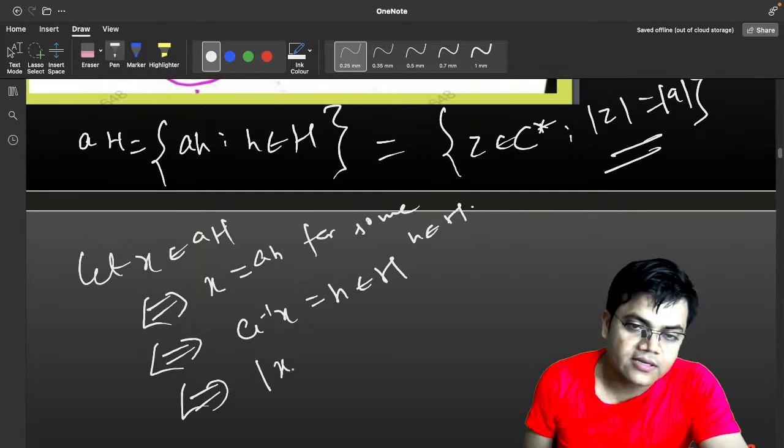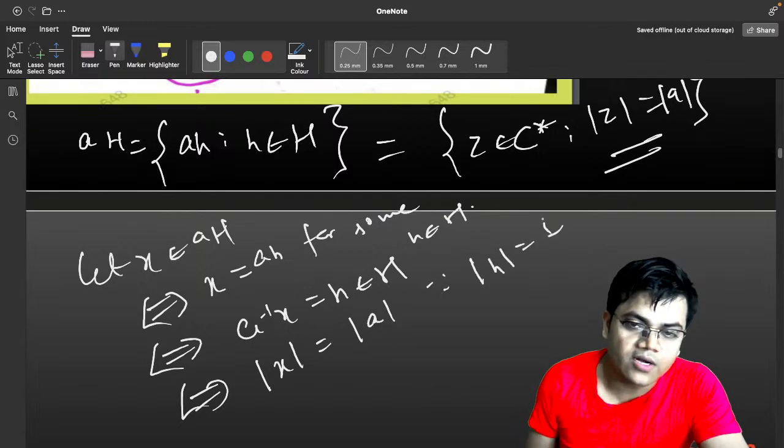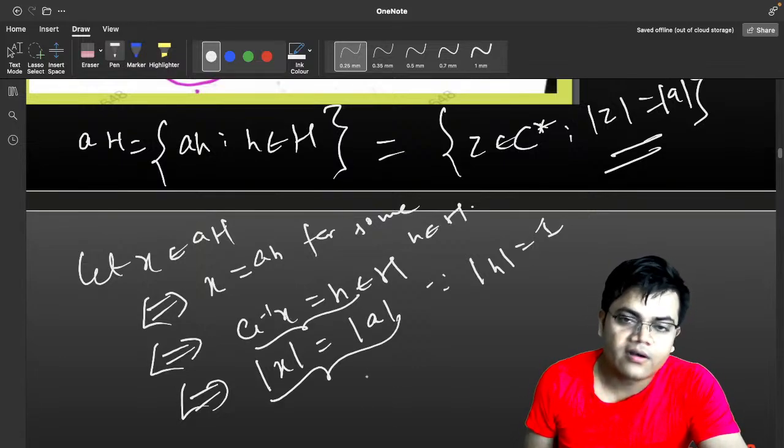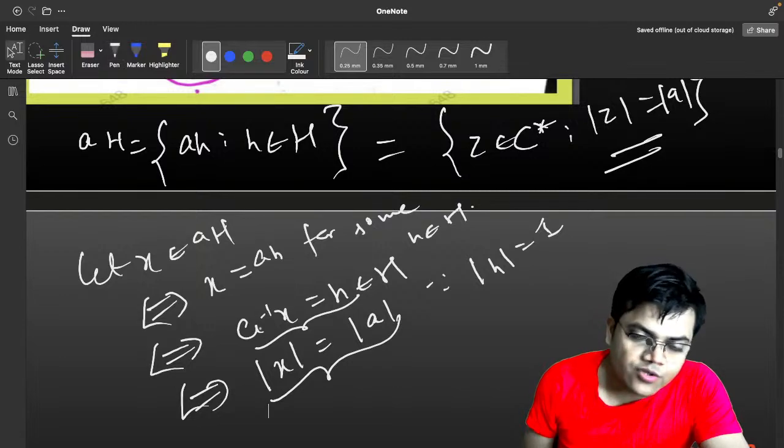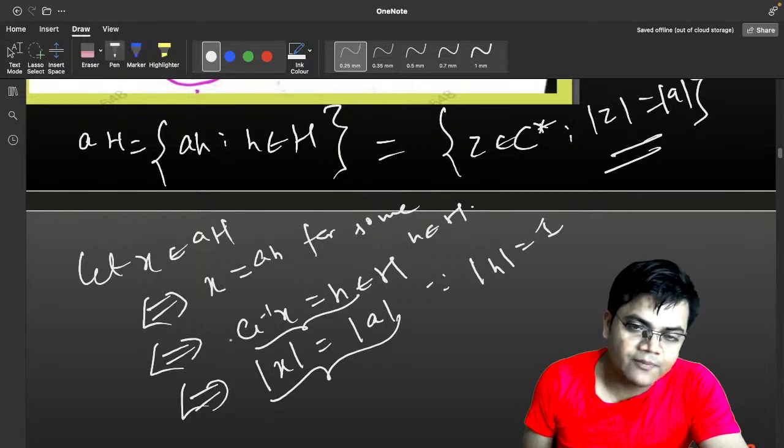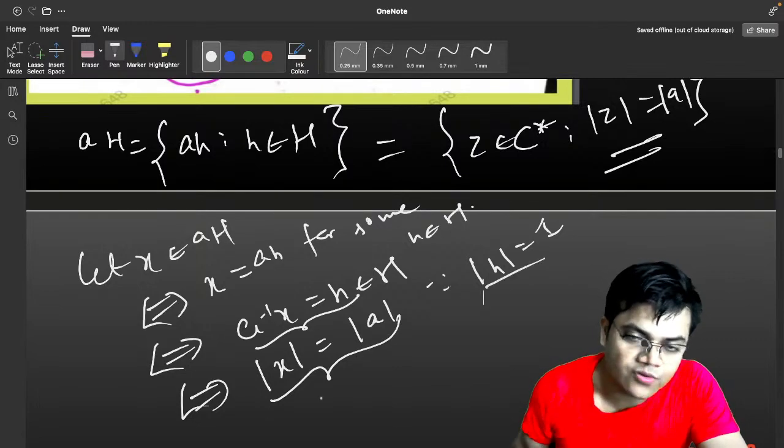Mod x is equal to what? What do you think? It will be equal to mod A. Why? Because mod of H is equal to 1, isn't it? From here we can come over here. Okay, because we can just take A. We will multiply, and mod of H is equal to 1. Therefore, mod x is equal to A.